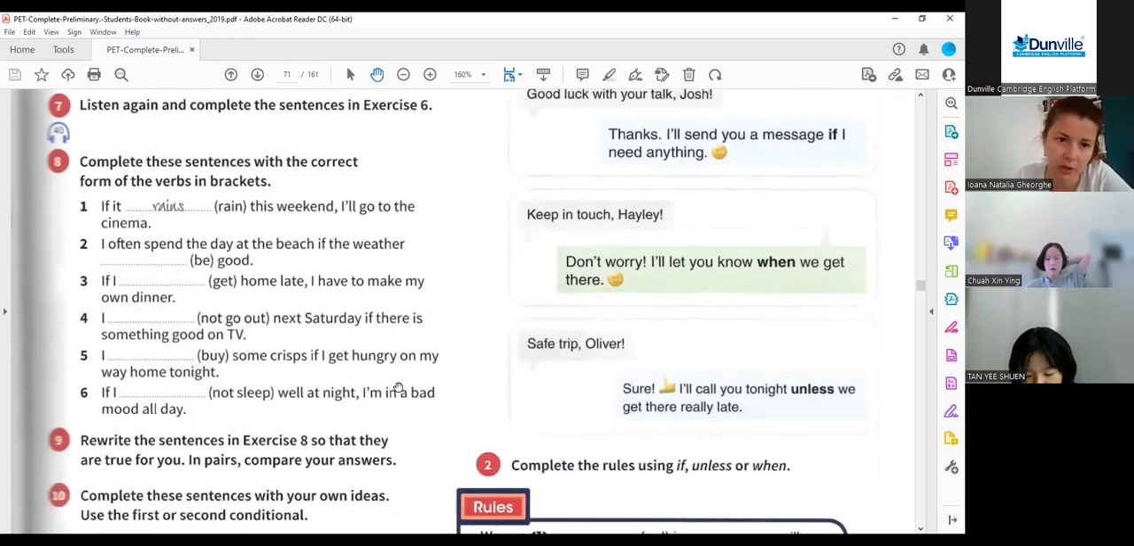Right, so now we're going to have a look at exercise 8 together. And we need to fill in the blanks with the correct form of the verb. First one is already done. If it rains this weekend, I'll go to the cinema. And that's the first conditional. So present in one and future in the next one. I'll give you a couple of minutes to fill it in by yourselves. Think about what type of conditional it is, and then we are going to check together.